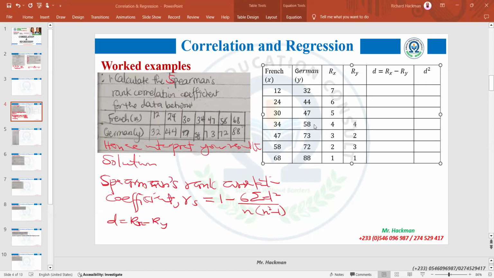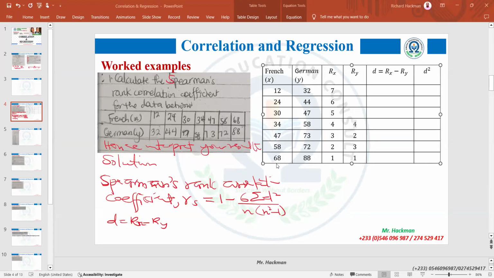You extract your two columns. Then if you quote the formula, it will guide you as to what to do. The formula is telling us that we will need a D before we can square. And the D we know is rank of X minus rank of Y. So before you can find the D, we need to go through rank of X and rank of Y. So we add rank X, rank Y, and that is what we are doing.